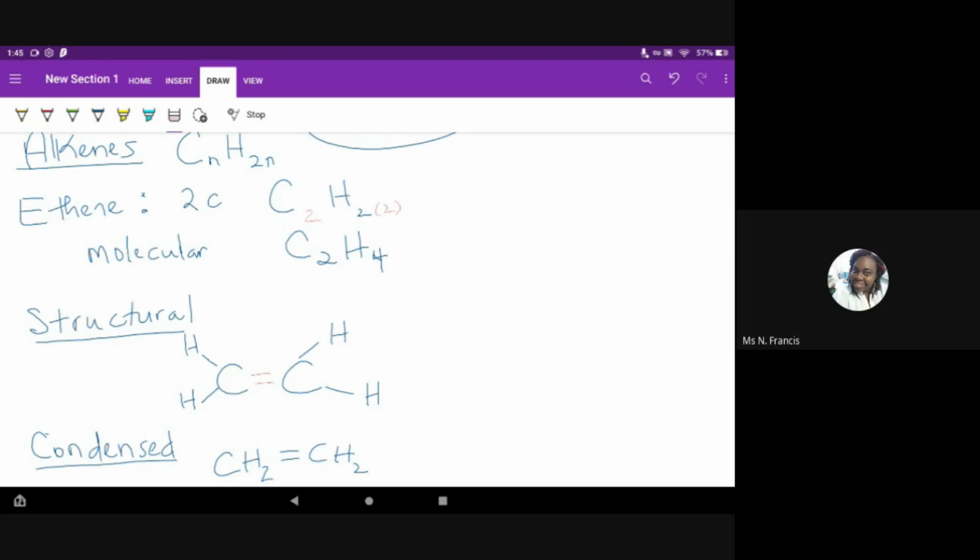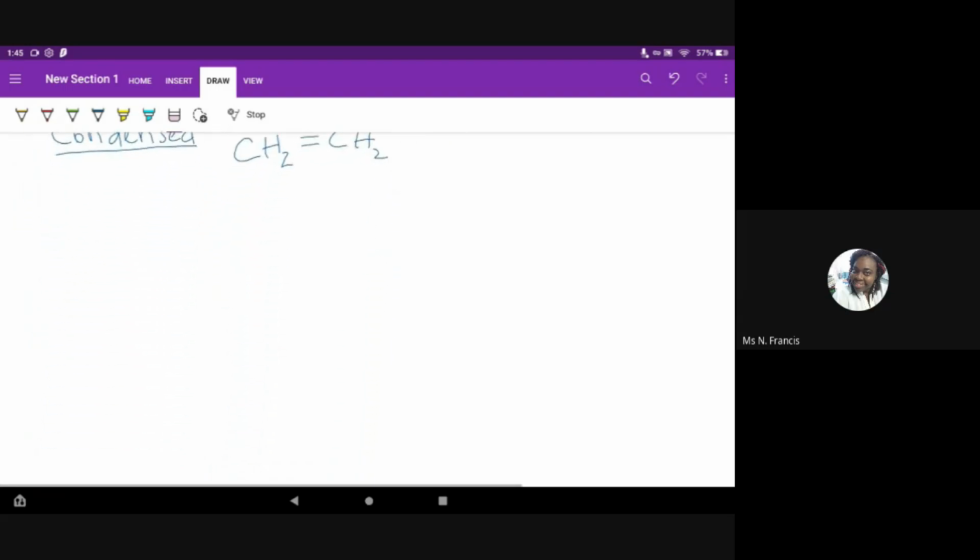Awesome, ladies. All right, now we're going to jump. I'm going to use another example. Instead of us going 2, then 3, then 4, you can practice that. I want us to look at a larger alkene. And so I'm going to choose pentene as my second example.